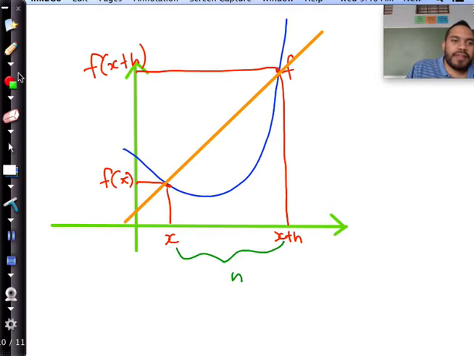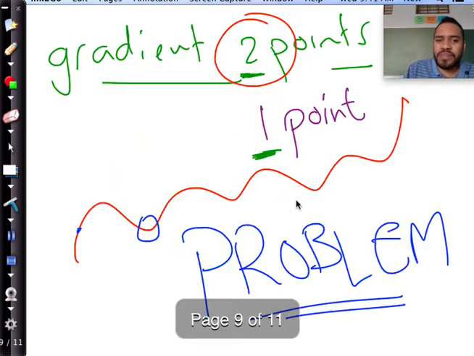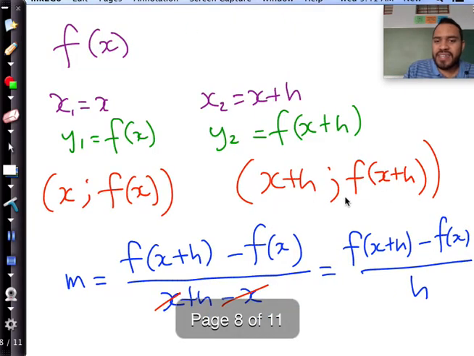Now, so guys, very clearly I'm going to talk about average gradient, because if I want the average gradient of the blue curve, I simply find the gradient between f of x plus h and f of x, right? Over x plus h and x. Do you guys all understand that? It's what we did in the previous slide here. Do you see this? Those are your coordinates.